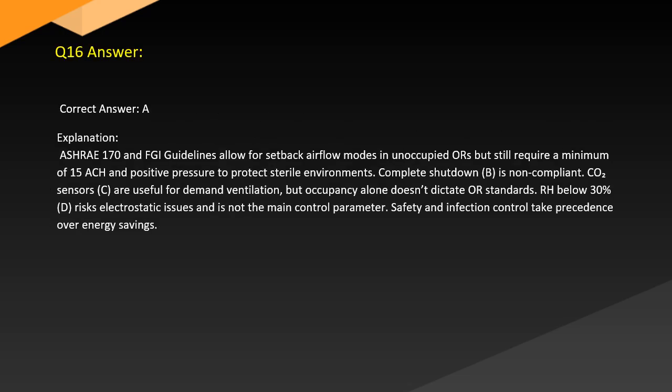Answer. Correct answer: A. Explanation. ASHRAE 170 and FGI guidelines allow for setback airflow modes in unoccupied ORs, but still require a minimum of 15 air changes per hour and positive pressure to protect sterile environments. Complete shutdown (B) is non-compliant. CO2 sensors (C) are useful for demand ventilation, but occupancy alone doesn't dictate our standards. RH below 30% (D) risks electrostatic issues and is not the main control parameter. Safety and infection control take precedence over energy savings.